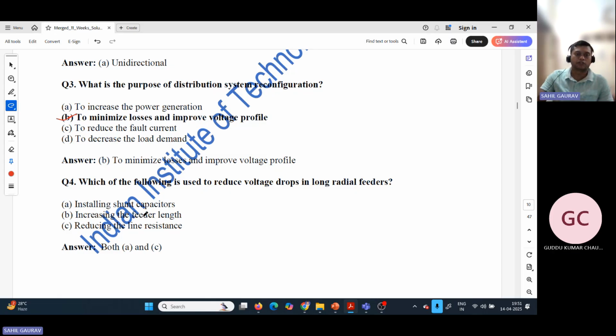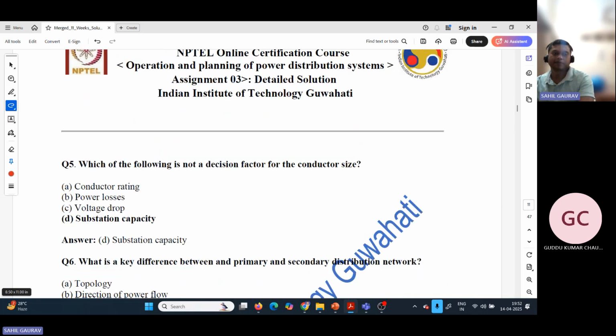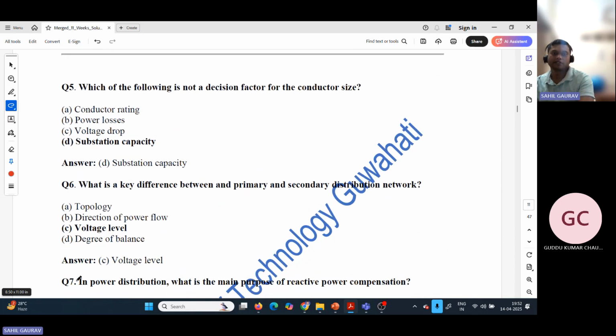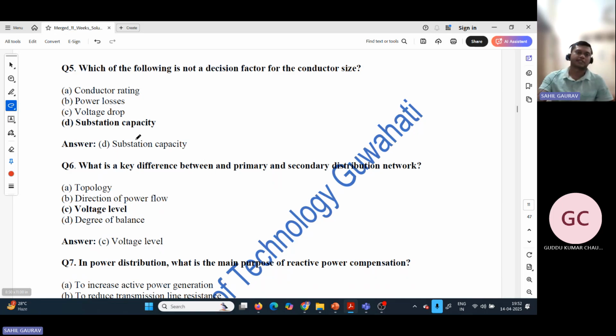Which of the following is used to reduce voltage drops in long radial feeders? Either installing a shunt capacitor or reducing the line resistance. Both are ways by which you can reduce the voltage drop in long radial feeders. Which of the following is not a decisive factor for the conductor size? Substation capacity is not a decisive factor, while conductor rating, power losses, and voltage drop are decisive factors for the conductor size.